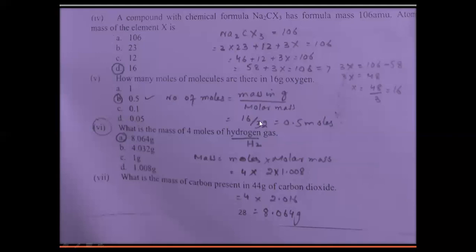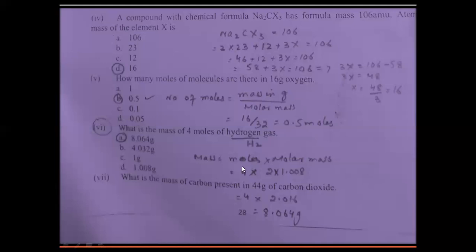So 16 over 32 is equal to 0.5 moles. What is the mass of 4 moles of hydrogen gas? Now in this case we have to find out mass. Same formula, take out the mass: number of moles will multiply with molar mass. So mass is equal to moles into molar mass.